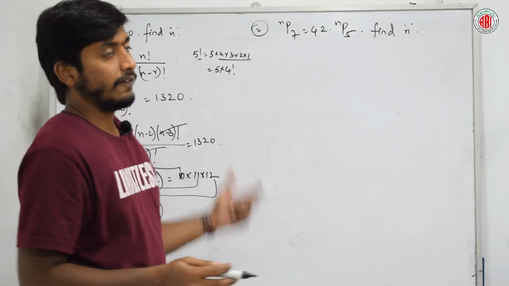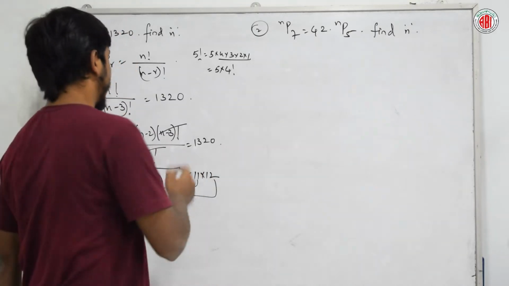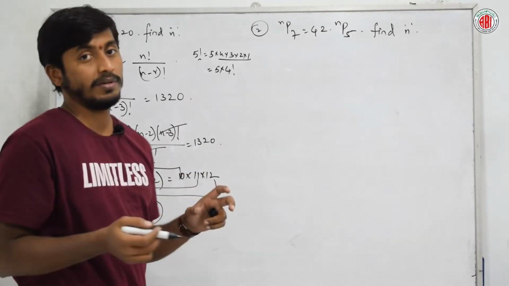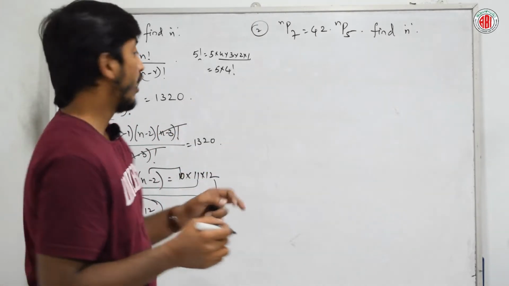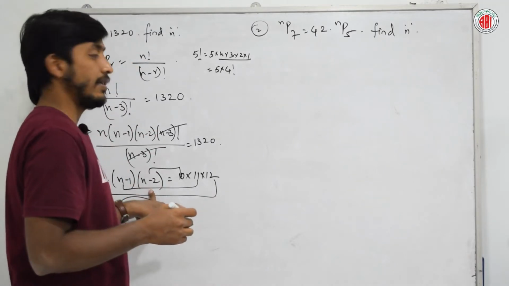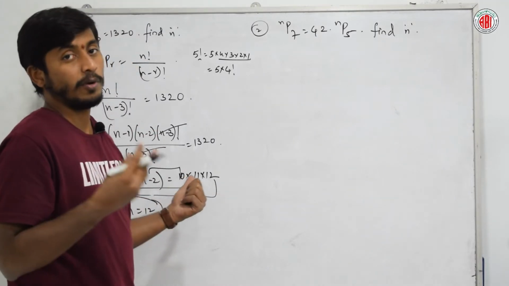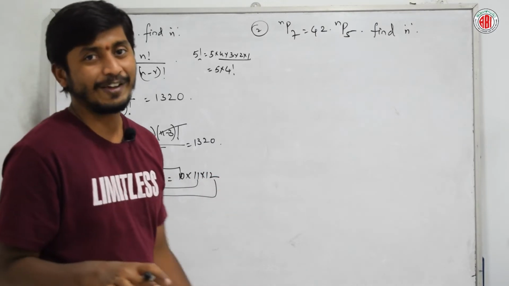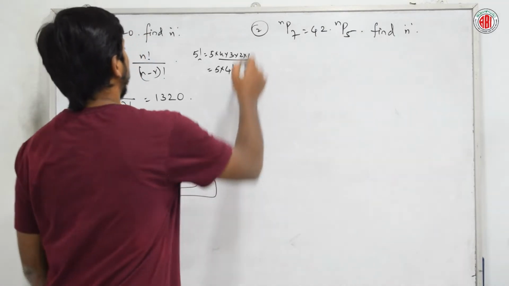Is it fine? If you are unable to understand how to write this as factors of these numbers, it would be better if you multiply all these and factorize this cubic polynomial. If you can do that, it would be better. Okay, fine. Look at the next question here.